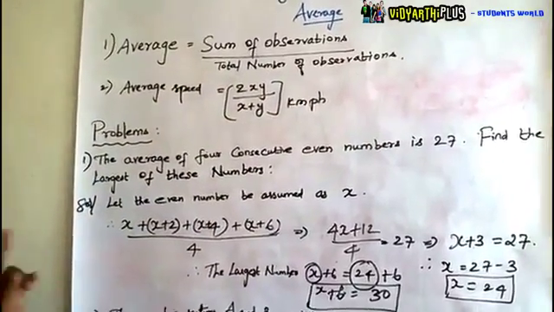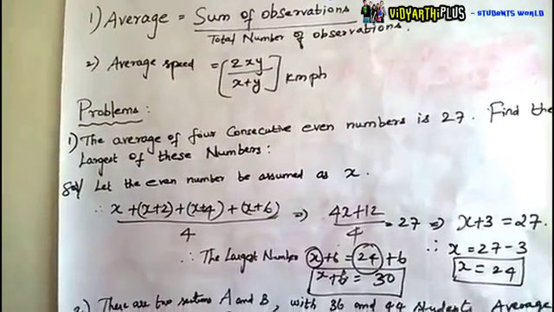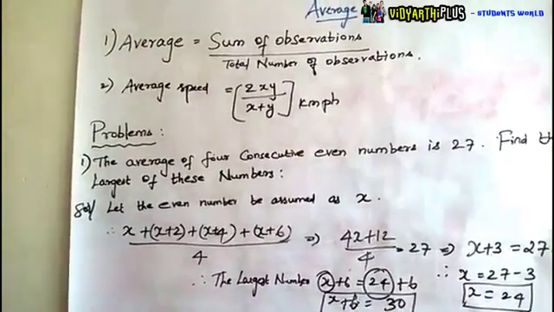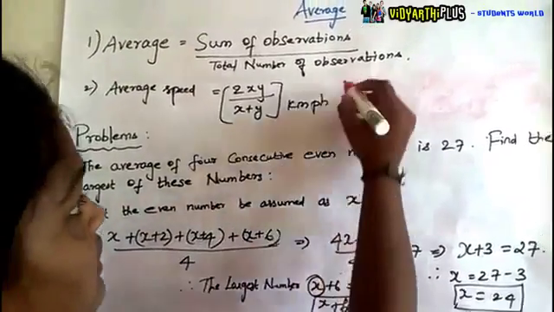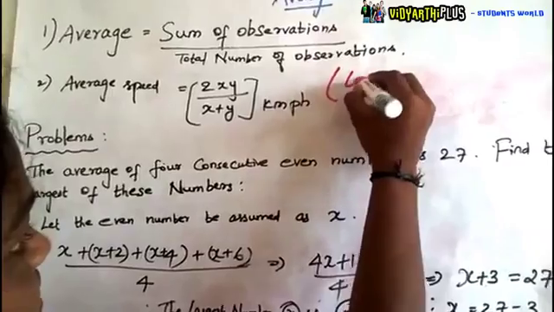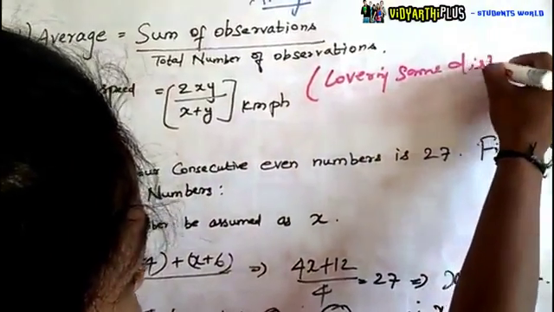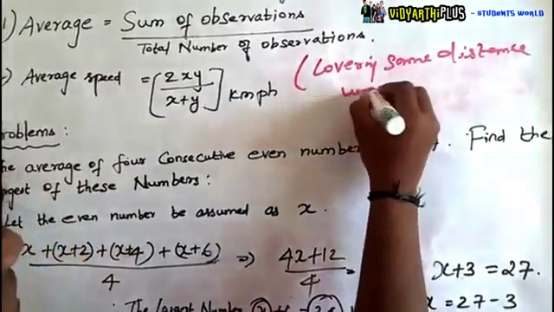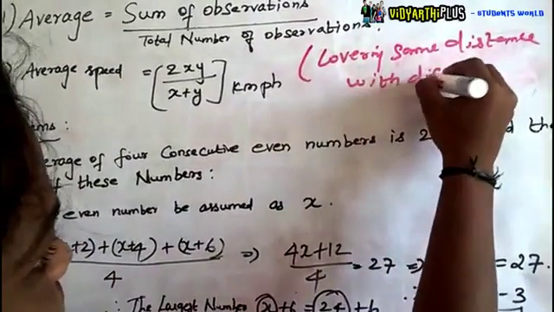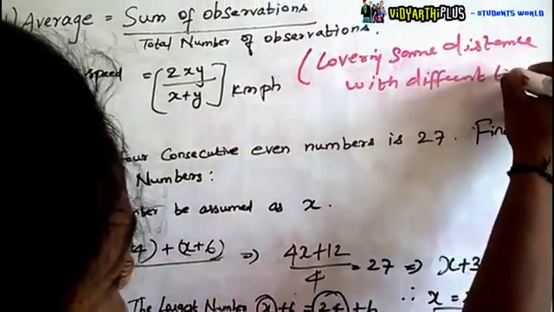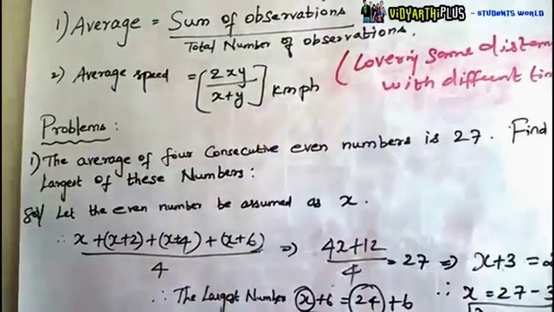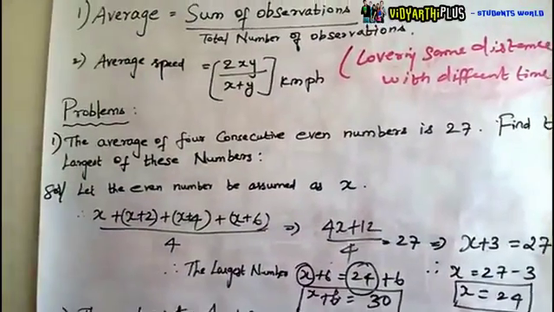And the second formula is average speed, that is 2xy divided by x plus y. This formula is for covering the same distance with a different time. Okay, now we are going to see the first problem.